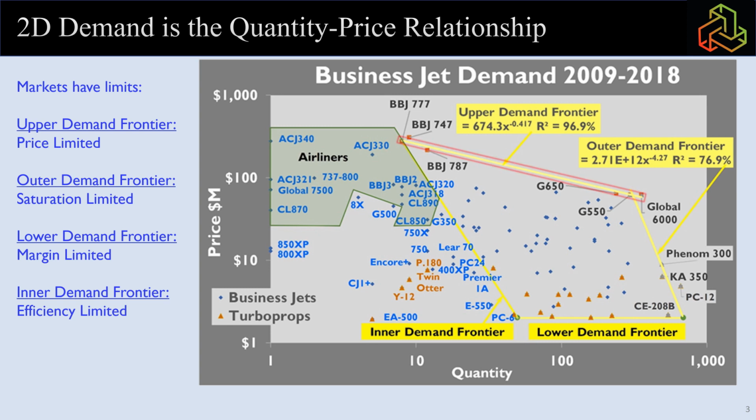So this upper demand frontier is the price-limited boundary for this particular market. The outer demand frontier represents a saturation point for the market. The lower demand frontier, you'll notice nobody's lower than a couple of million dollars. This represents that nobody can manage to get a plane for anything less than that price. And then the inner demand frontier, very interestingly, all the guys in green, those are all airliners that have been converted to business aircraft. But there are several in there that are either entering the market or falling out.